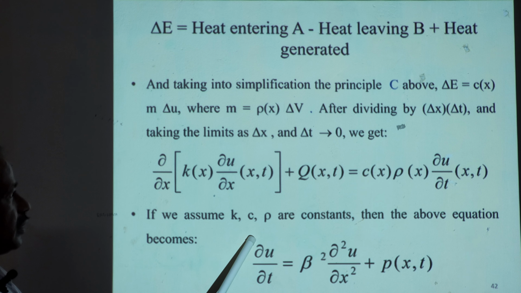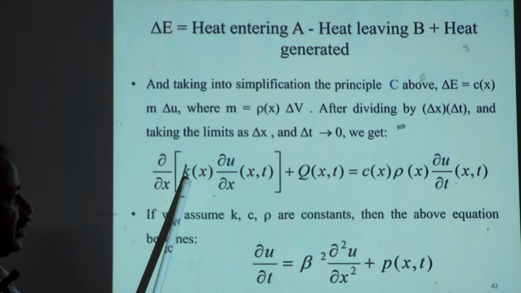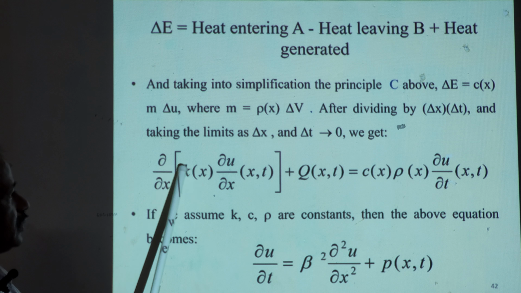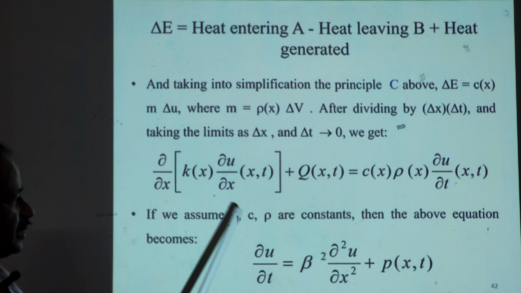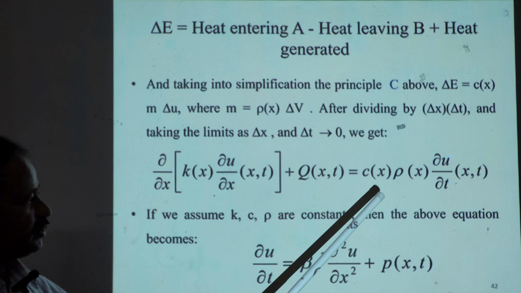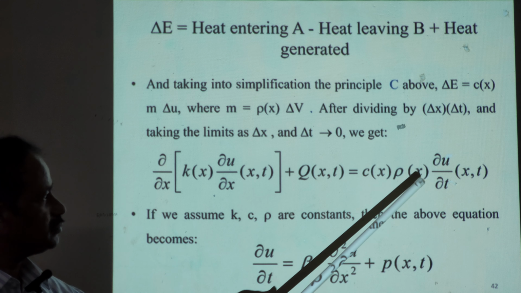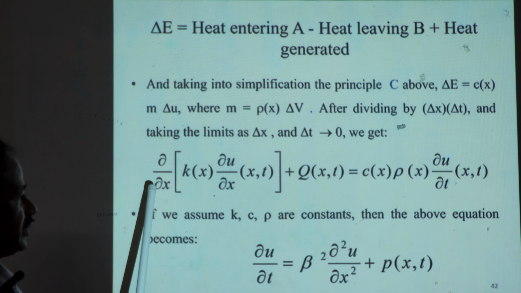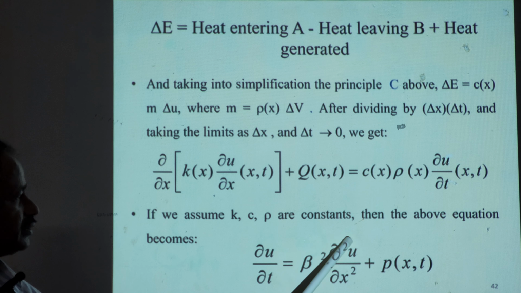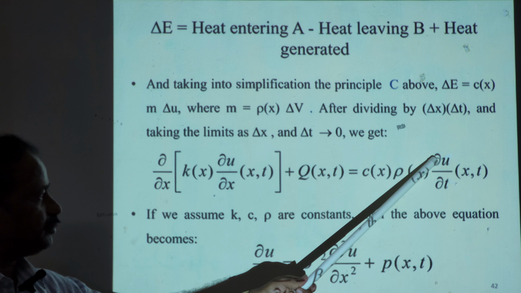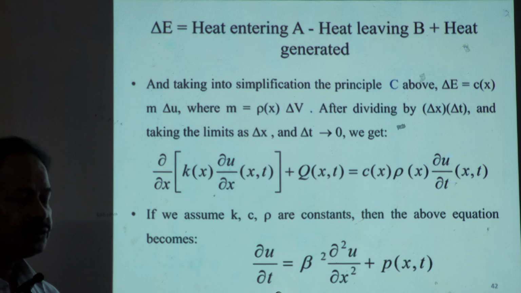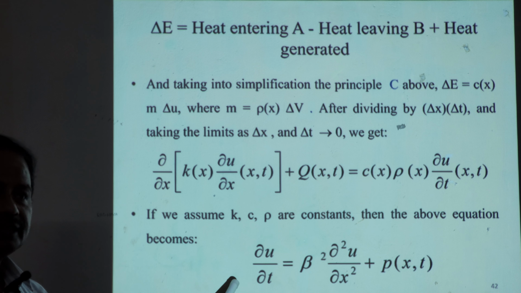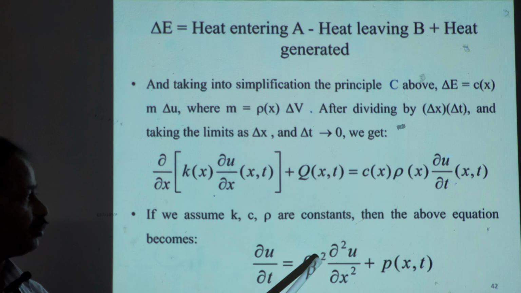For example, if k equals 1, that will give us d squared u by dx squared. We are going to keep k as beta squared, and this becomes d squared u by dx squared. See here we have the d squared u by dx squared term, and we have du by dt. All the other terms we can keep as 1. So this is your heat flow equation.